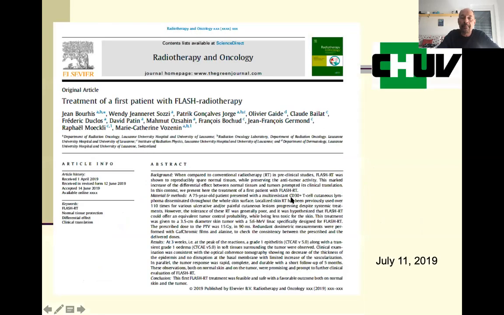And this is now going to the clinics. You see, this is a paper published in July. This is mostly driven by the French groups, but everybody's following it up. In July 2019, the first patient was treated with flash. Of course, this is done with electrons.